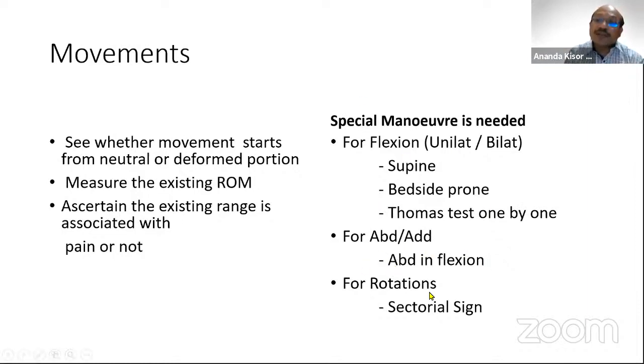Another is abduction-adduction deformity. It is seen in abduction in flexion, because that can help to diagnose a mechanical defect of the femoral head. For rotations, we have to see whether there is a change of rotation keeping the hip in extended position or keeping the hip in flexed position, which is basically the basis of the sectorial sign, which is present if there is a mechanical defect of the femoral head.